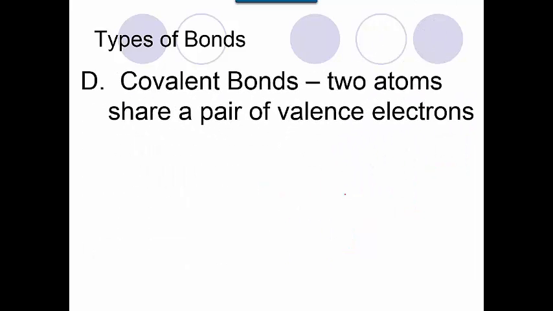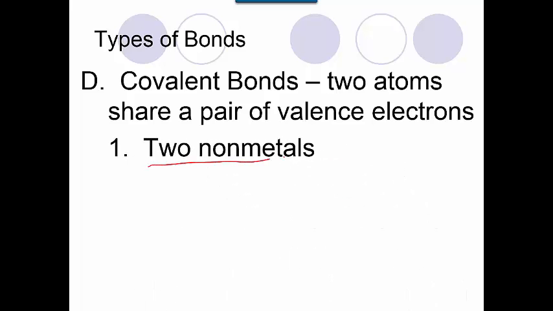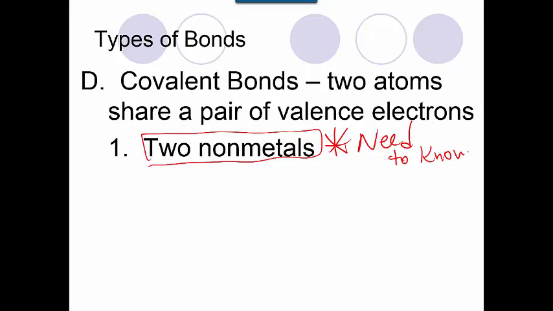Now, some bonds that you're probably more familiar with are covalent bonds. Covalent bonds are where 2 atoms are going to be sharing their valence electrons. And this only takes place between non-metals. So key right there, highlight it. Absolutely need to know this, because later you will need to be able to identify when you're given a formula if it is going to be a covalent bond or an ionic bond. So you need to be able to know where your non-metals are so you can identify a covalent bond.